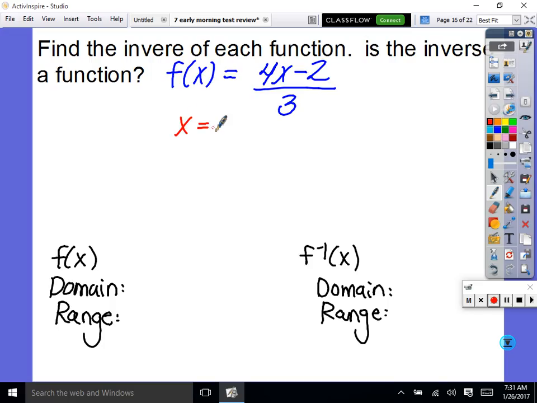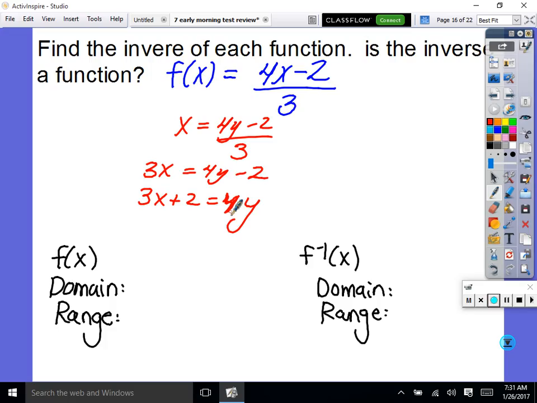Okay, so find the inverse of each function. So we switch x and y. x equals (4y minus 2) over 3. First step is multiply both sides by 3. 3x equals 4y minus 2, so we'd add 2. 3x plus 2 equals 4y. That's a 4, and this is a y. Okay, divide by 4. Now, I won't mark it wrong if you left it like that, but that's hideous.